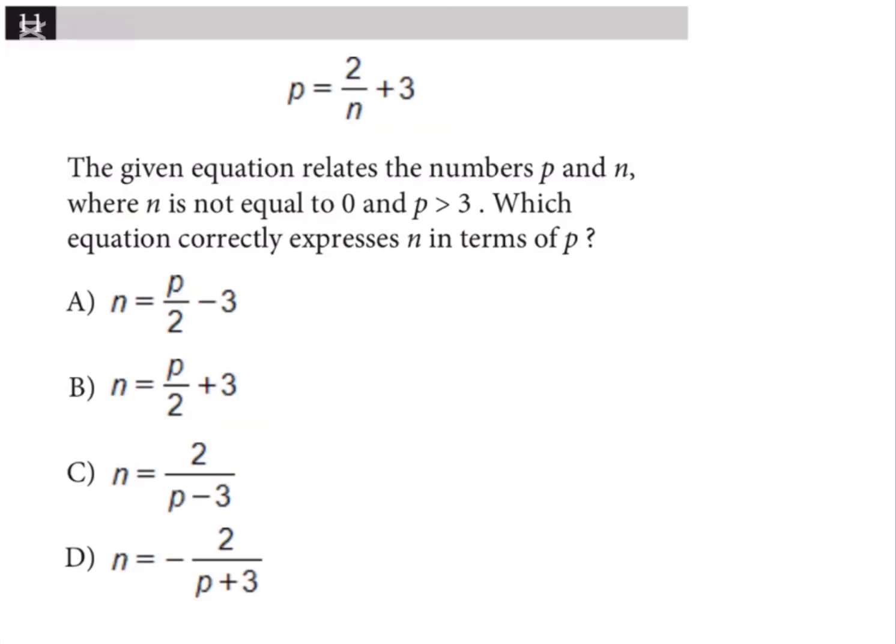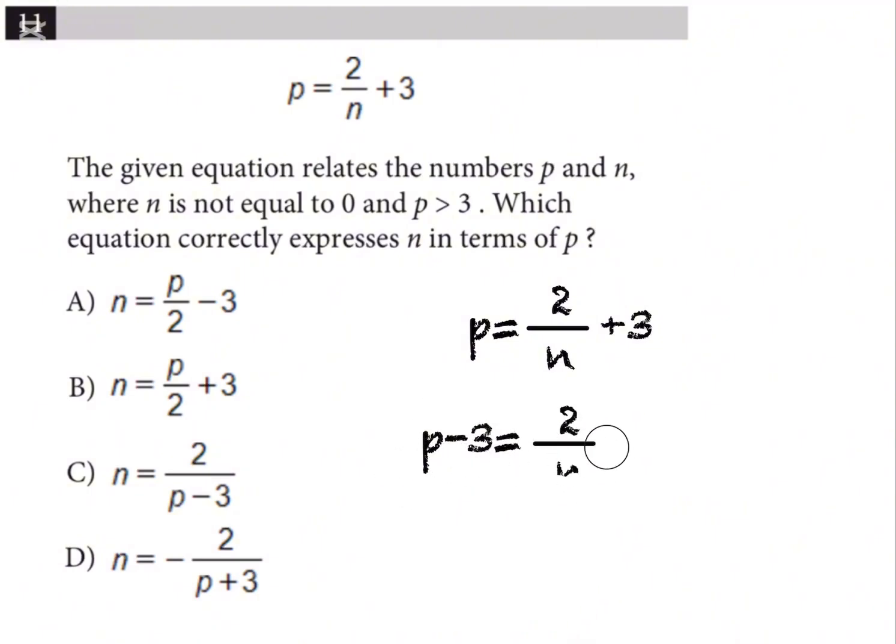The equation relates the variables n and p. Our goal is to rewrite this equation to express n in terms of p. To isolate n, we first subtract 3 from both sides, then switch the positions of p minus 3 and n. Finally, we get the answer C.